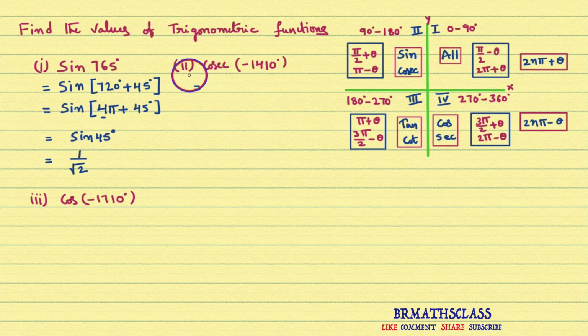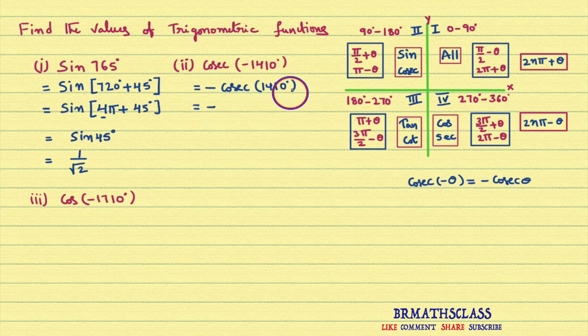Now you see this second one, cosecant of minus 1410 degrees. In trigonometric ratios we learned this formula: cosecant of minus theta is minus cosec theta, right? So cosecant of minus 1410 degrees will be minus cosecant of 1410 degrees.